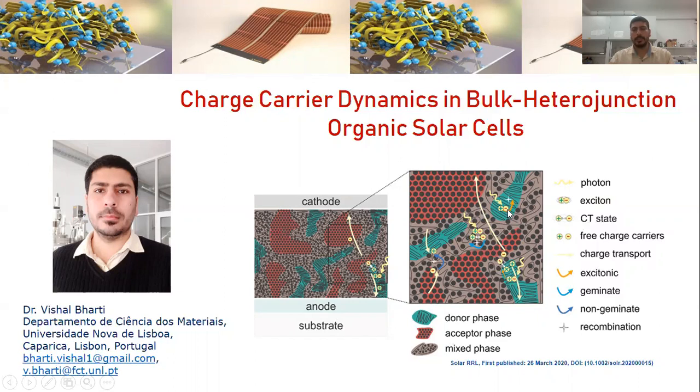Suppose there is a generation of exciton, there is a recombination of exciton, and finally there is a dissociation of exciton. When it dissociates, there is a movement of the separated charge carriers towards the respective electrodes. So this is an overview of the charge carrier dynamics inside the bulk heterojunction solar cell, and in our coming slides, we will learn about these things.